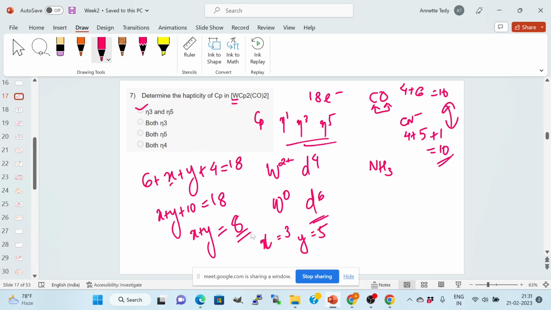If both are 3, let's say both are 3, then it will be only 6, right? Then it won't be an 18 electron complex, right? Because this is an organometallic compound, it should be 18 electron. So to satisfy this, we need 3 and 5 here from this equation, X plus Y should be equal to 8. So there is only one option possible, eta 3 and eta 5.